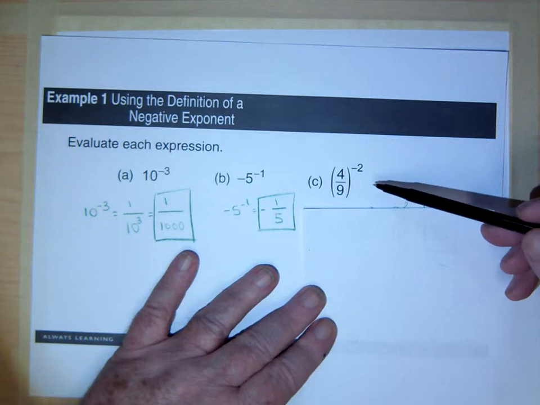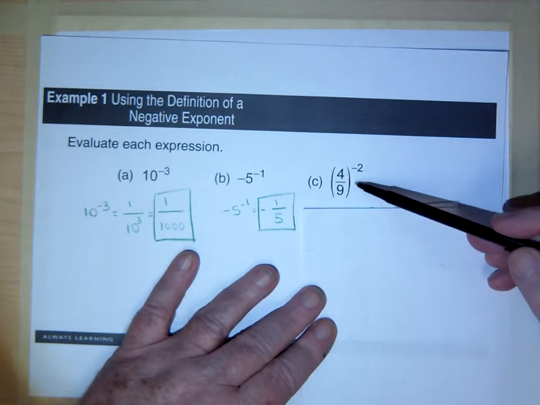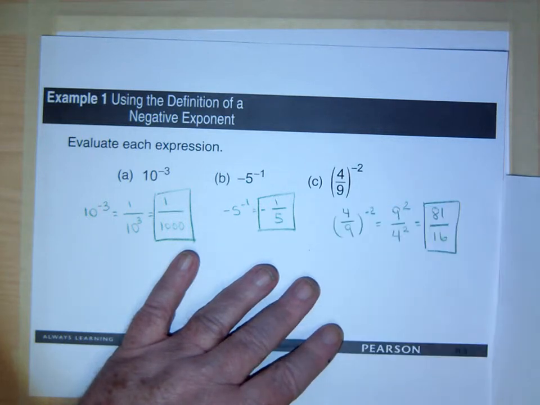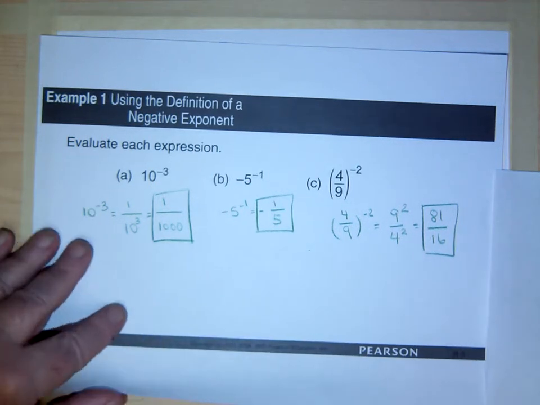And the last example on this page is if I have 4 over 9 to the minus 2, it's inverted, 9 over 4 squared. And when I do the calculation, I will get 81 over 16.